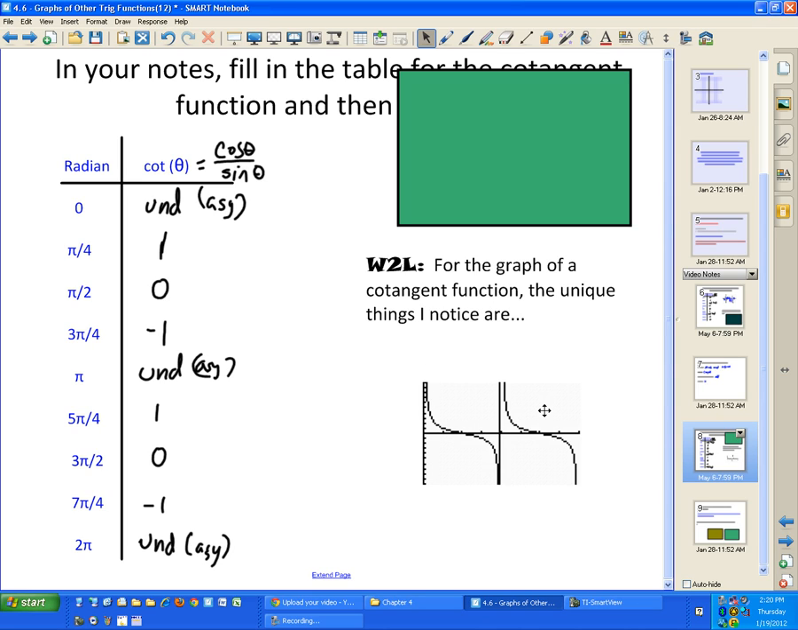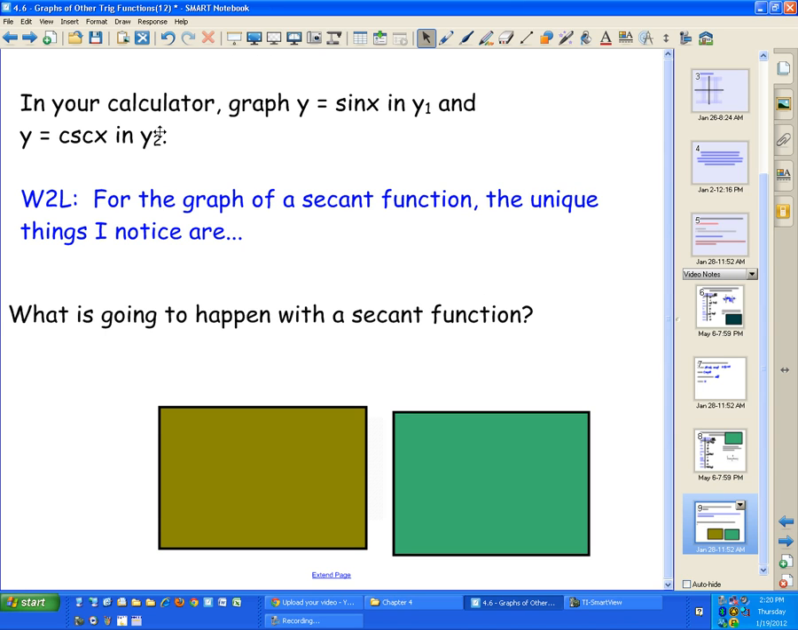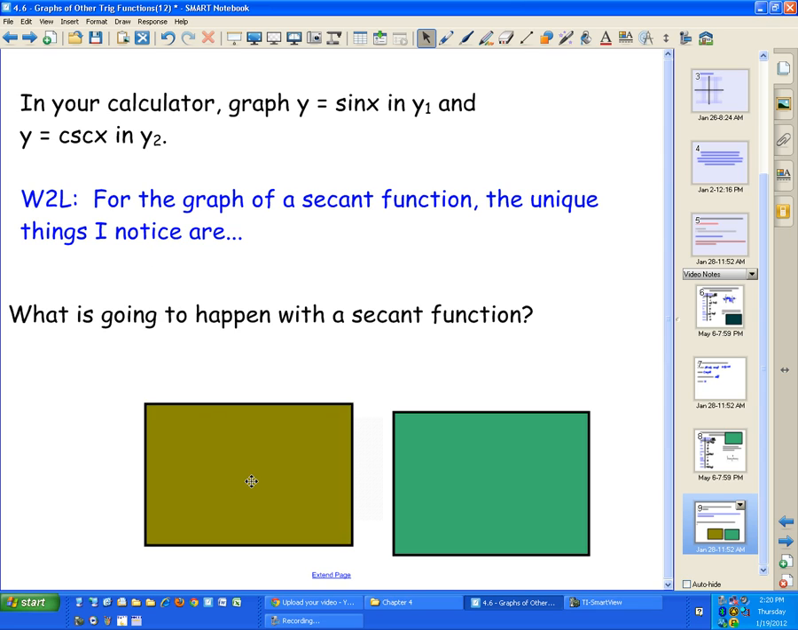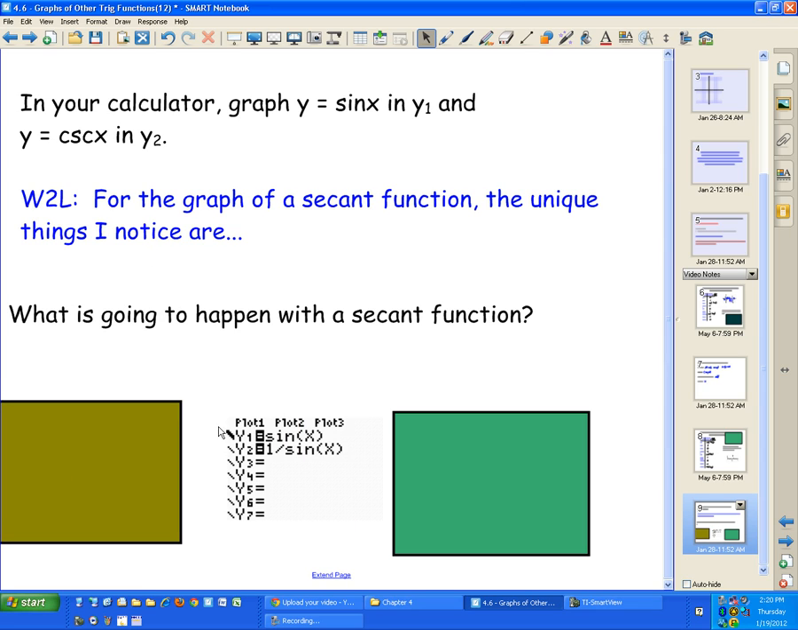So the last functions that we're going to talk about: what I want you to do on your calculator is in y1, graph sine of x, and in y2, graph cosecant of x. Then you're going to fill in these graphs here, and I'll give you a little help. Here's what I chose for my sine of x. I made it a dark line so you could see sine of x. Cosecant of x is 1 over sine of x, so I graphed that with a regular line.